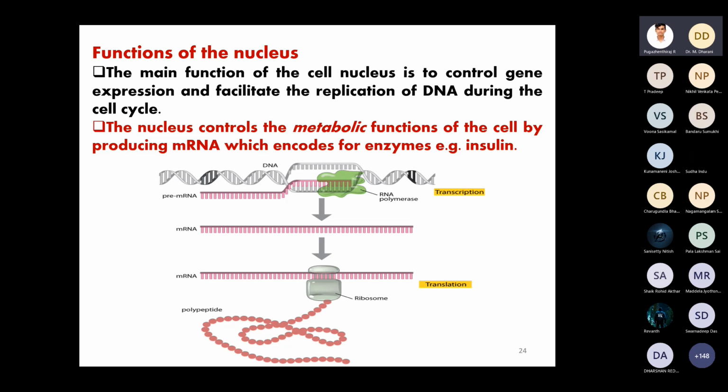Okay, now coming to the functions of the nucleus. So we know, right, what the main function will be? The main function of the nucleus is to control gene expression and facilitate the replication of DNA during the cell cycle. Just because DNA is there, it controls almost every activity of the cell. It controls all the metabolic functions of the cell, like growth, cell division, everything. It will be controlled only by the nucleus. The nucleus controls the metabolic functions of the cell by producing mRNA, which encodes for enzymes, for example insulin.